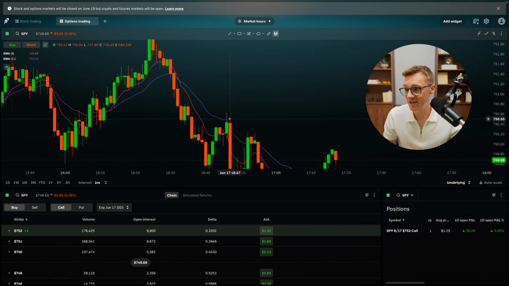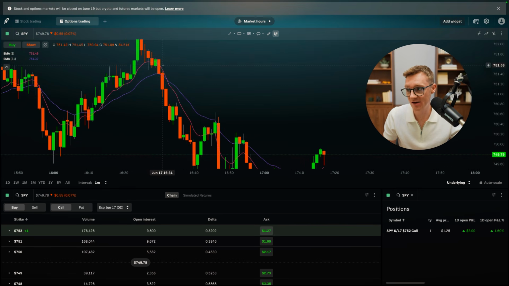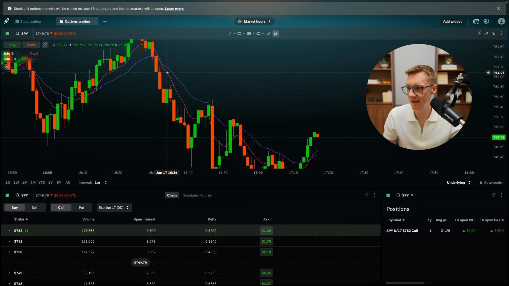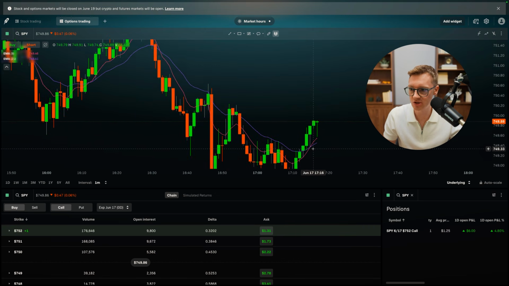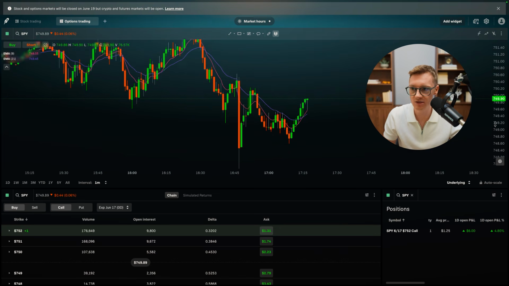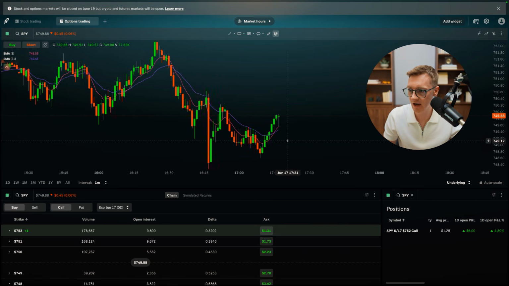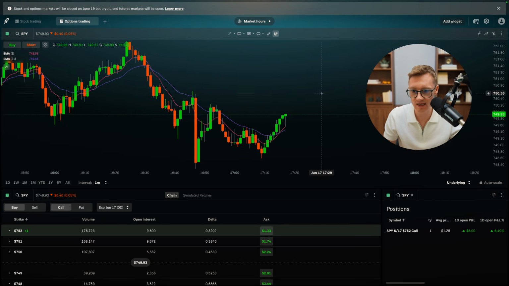If I took shorts earlier today when the 9 crossed below the 21 and held those all the way down, I would have just sold those right now. And that would have been a nice short position. So now on the way back up, let's see if we can catch a move to the upside. And we're currently up 6% on these calls.